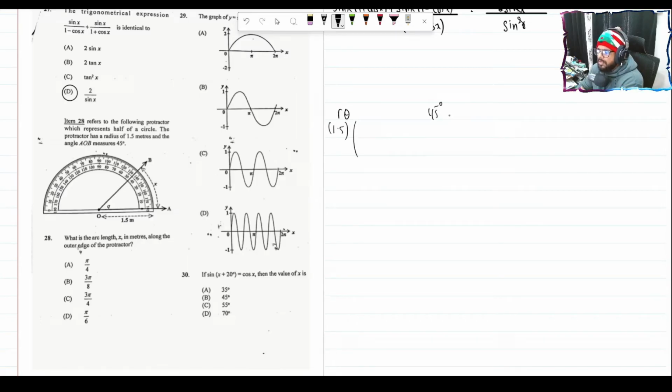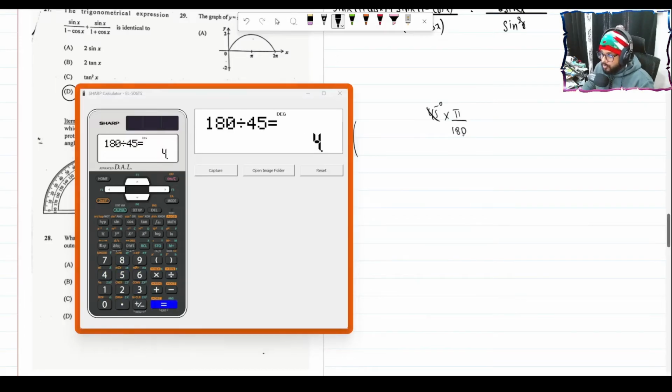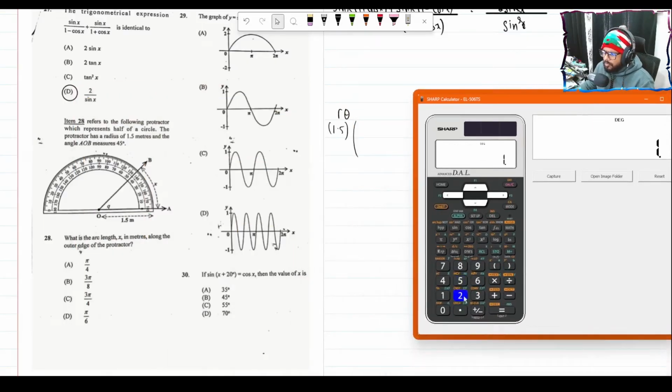So 45 degrees, radians has pi in it. So in order to have pi in the mix, I had to multiply by pi. And I know radian to degree and degree to radians is some variation of pi on 180 or 180 over pi. So how many times could 45 go into 180? A little bit unconventional, it's 4 times. So I get pi on 4 multiplied by 1.5. So 1.5 multiplied by a quarter. Bam, shot, 3 over 8 pi.